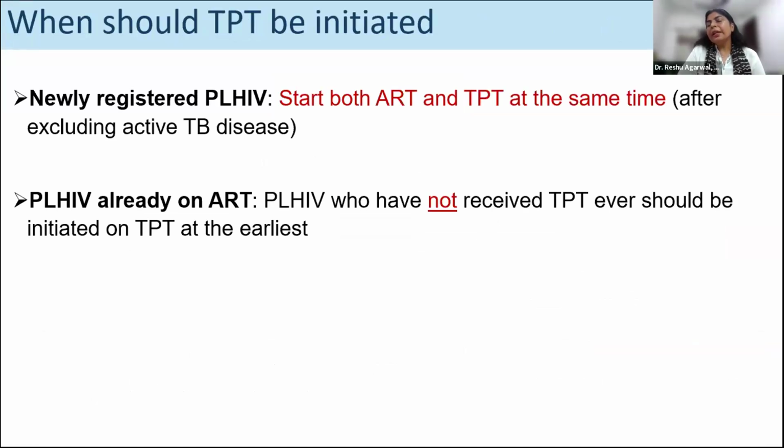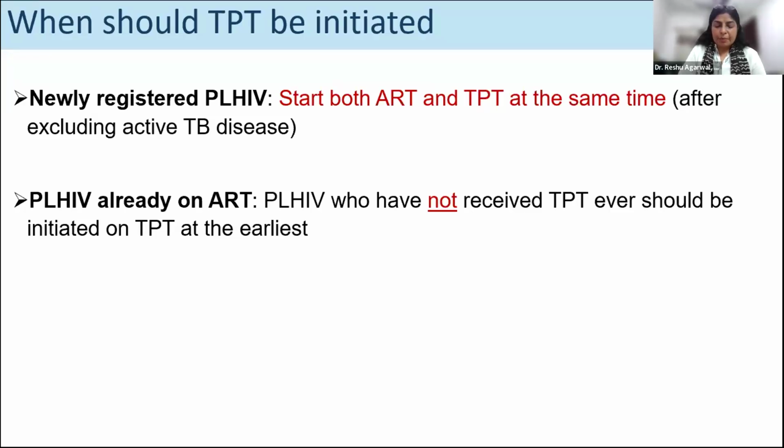And we don't want to unnecessarily wait and deprive PLHIV, especially the PLHIV with advanced disease. We don't want to deprive them of TPT. So please exclude active TB disease. And if the PLHIV don't have TB disease, in that case, you can start ART and TPT together.